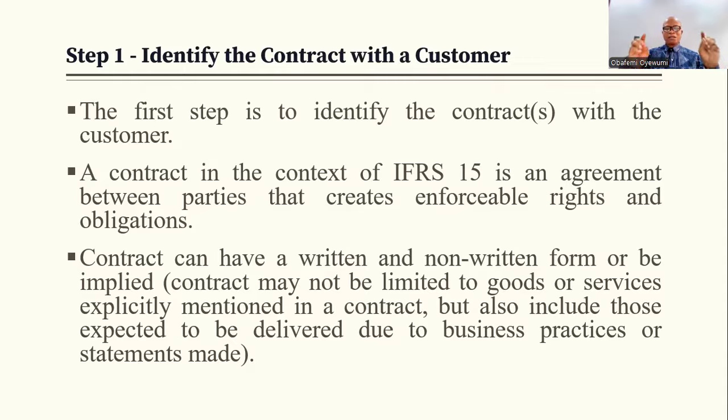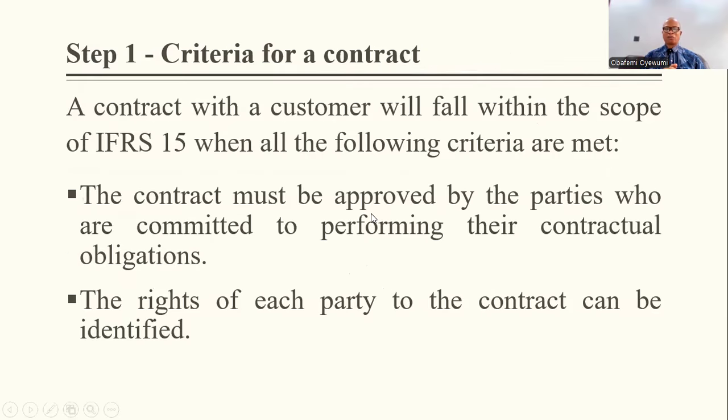All right. But of course, at the end of the day, there must be an enforceable right or obligation that has been generated or that's coming to term based on this particular term. And that has to do with the fact that a contract may not be limited to goods or services. Of course, it must be explicitly mentioned in the contract. So let's look at other things that we have to know. A contract with a customer will fall within the scope of IFRS if all of these criteria are met. Number 1, the contract must be approved by the parties who are committed to performing their contractual obligations.